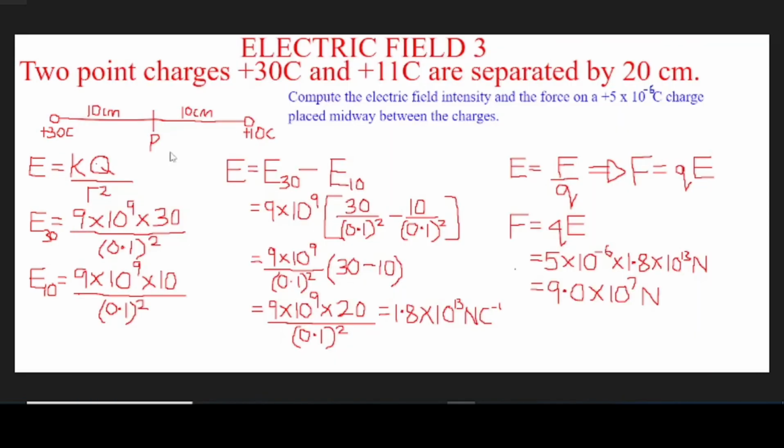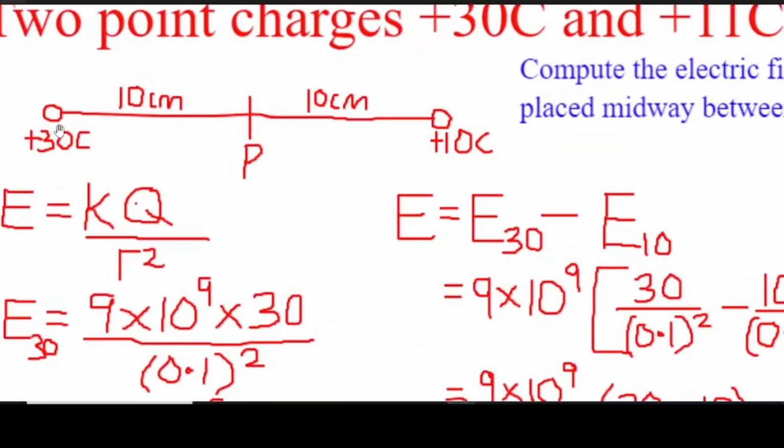In today's class, we are going to be considering electric field 3. We will look at a problem: two point charges, plus 30 coulomb and plus 10 coulomb, separated by 20 centimeter. We are to compute the electric field intensity and the force on a plus 5 times 10 raised to power minus 6 coulomb charge placed midway between the charges. Alright, so we have our setup as is shown in the diagram here.